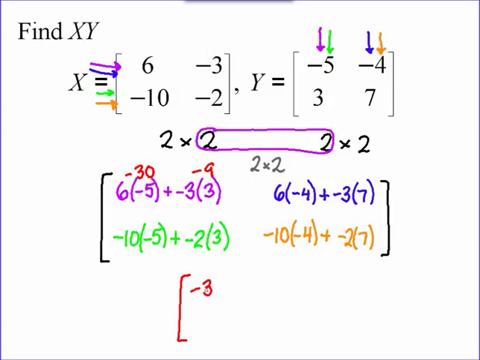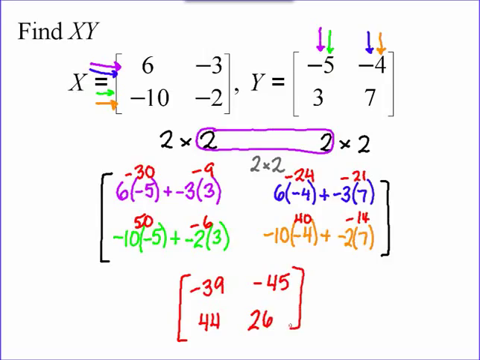And so I end up getting, if you add those, negative 30 plus negative 9, which is negative 39. I'm going to get negative 24 plus negative 21, which is negative 45. On the bottom, I'm going to get 50 plus negative 6, which is 44, good. And then here I'm going to get 40 plus negative 14, and I get 26, good.